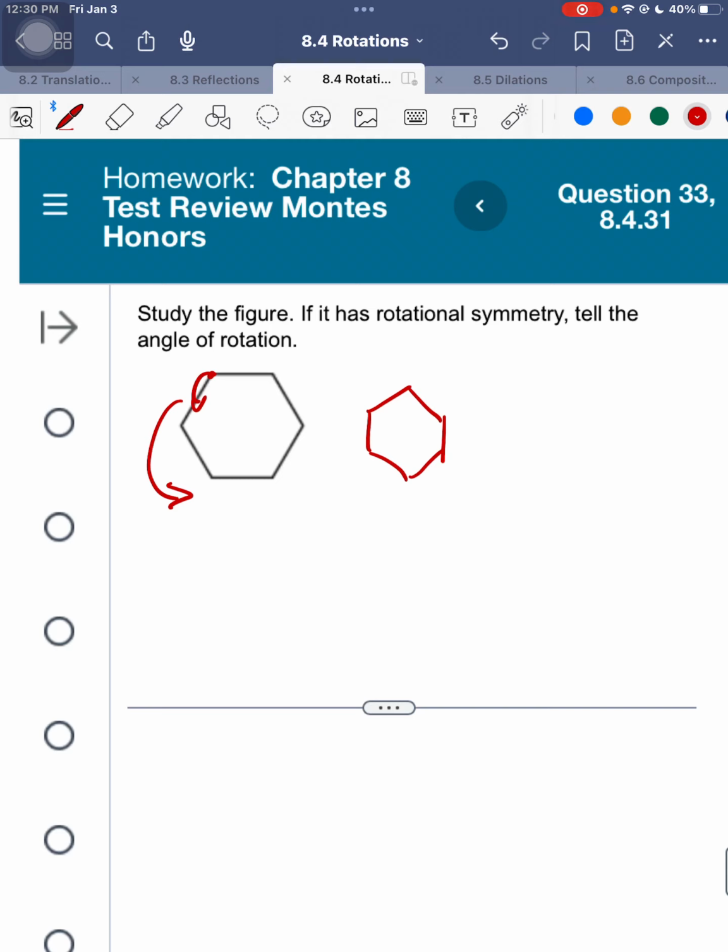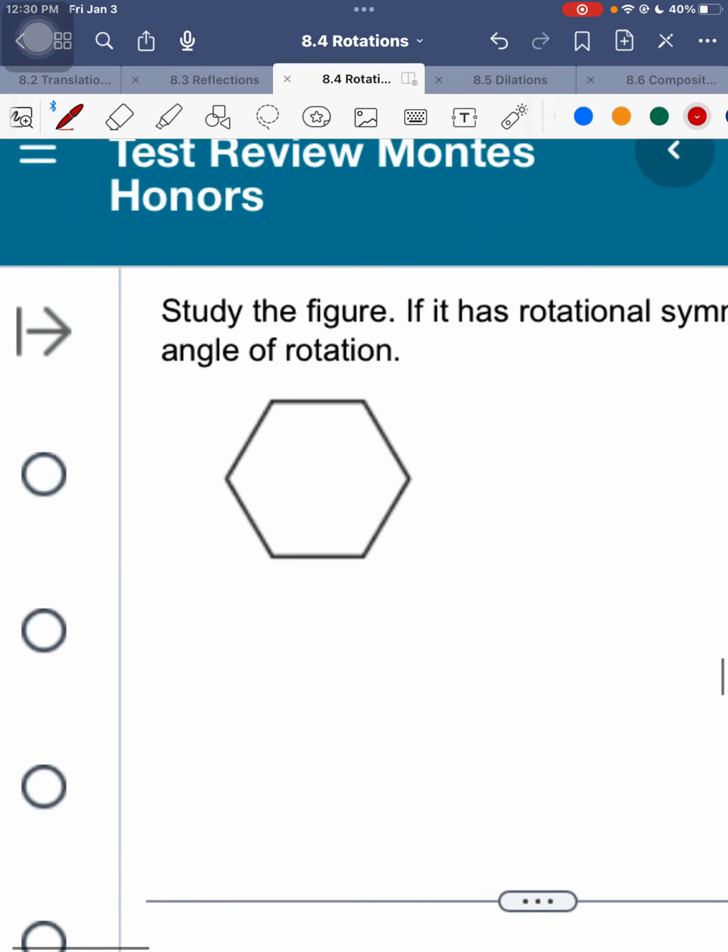Something like this. The point, I'm not the best artist, but my point is that if this is my center, and I rotated this guy 45 degrees, it would be here, and then this piece would be here, this piece would be here. That's not exactly the same. Look, this point is here, this point would be here. It's just not the same figure.